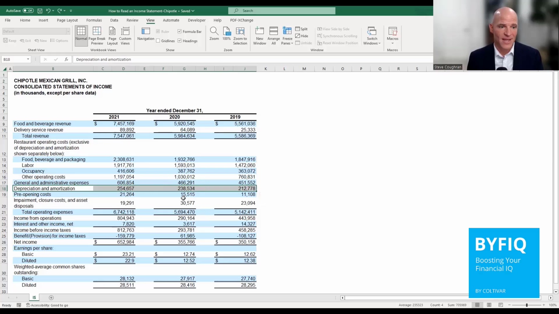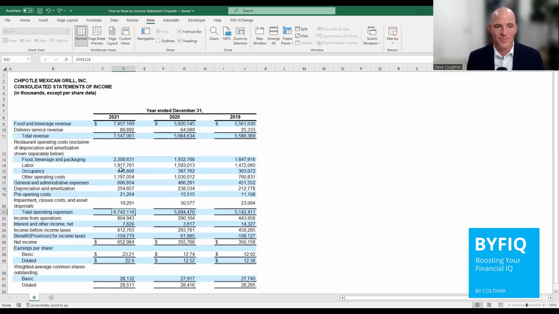Now, Chipotle has a line item called pre-opening costs. So these are other costs related to operating the business, impairment and closure costs. They separate these out from G&A because they don't want to put this in the number here, because that's going to skew the financial picture of the company, because these are more like one-off costs, pre-opening costs and impairment costs. But ultimately, they end up with total operating expenses here.